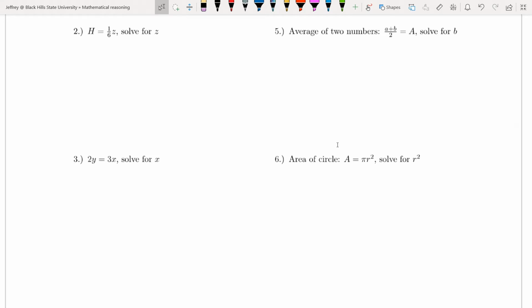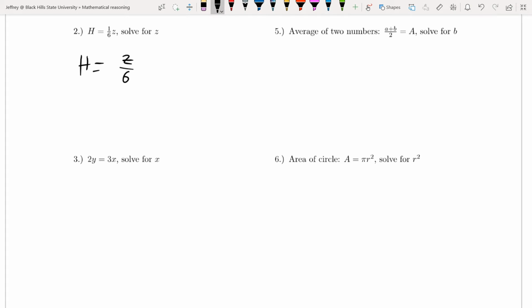Looking at number 2, we can basically do the exact same thing as what we did in number 1, which is to divide that number on both sides. However, because it's a fraction, it gets a little bit messier when we do that. So what might make more sense, if I rewrite this, is I can think of this as actually being z divided by 6.